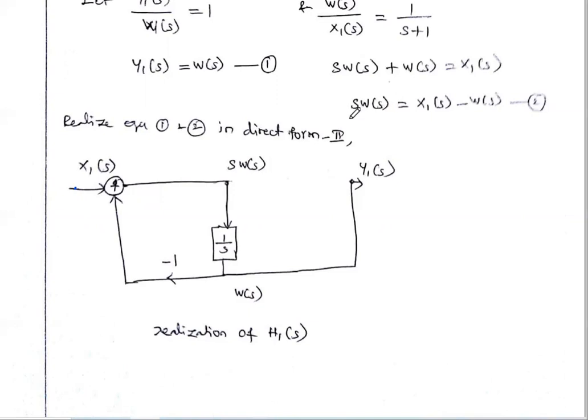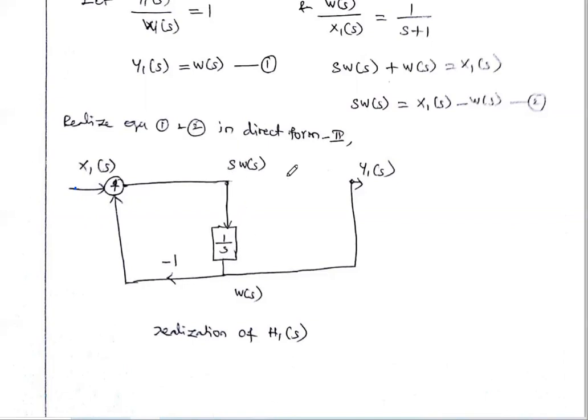So what is this value? S into W of s. You consider this point as S into W of s. This is obtained by adding two terms. What is the first term? X1, the external input. So you place one adder here, and for this adder X1 of s is given as input. What is the other term? Minus W of s. So we have this point as S into W of s. From S into W of s, how can you obtain W of s? You give it to one integrator, 1 by s. What is the output of this integrator?